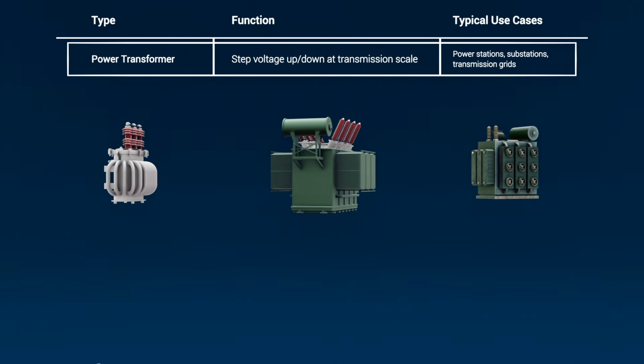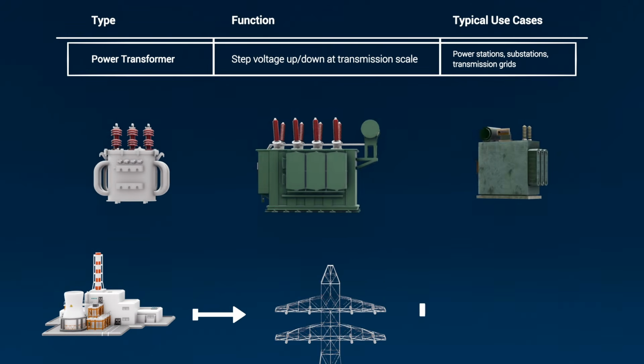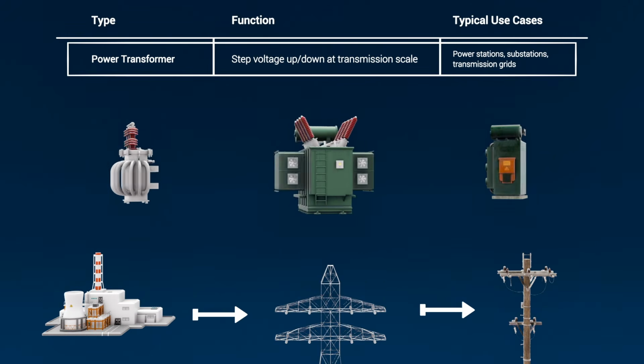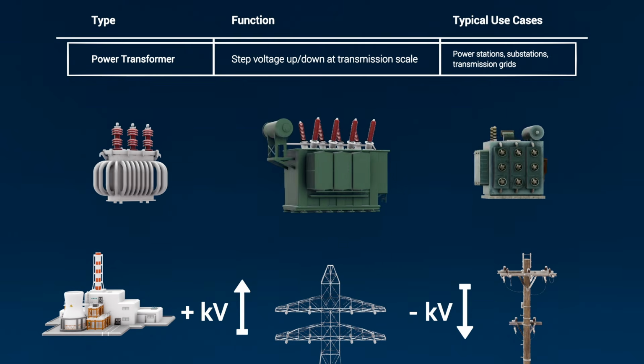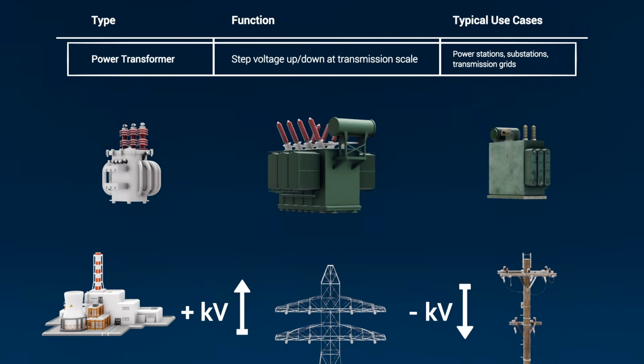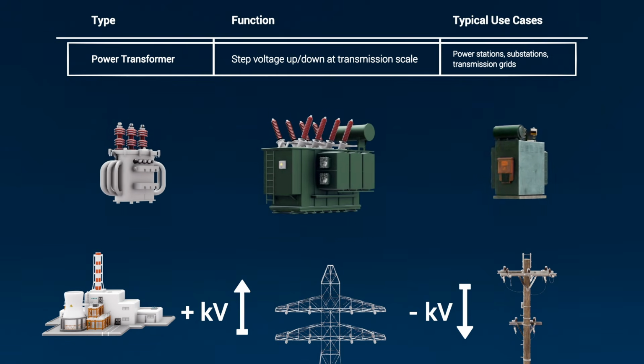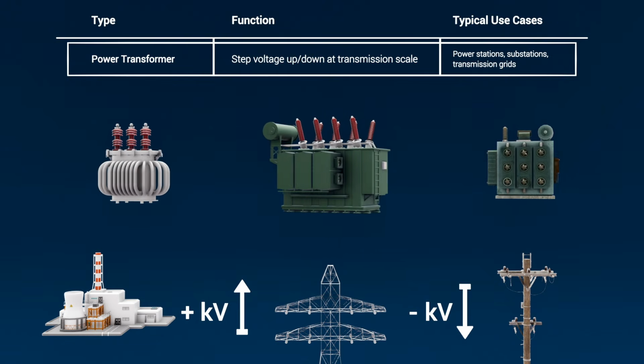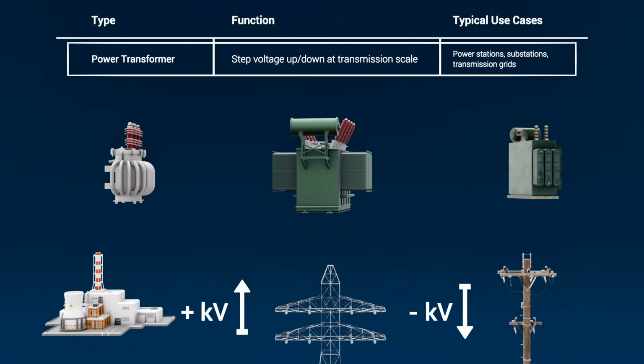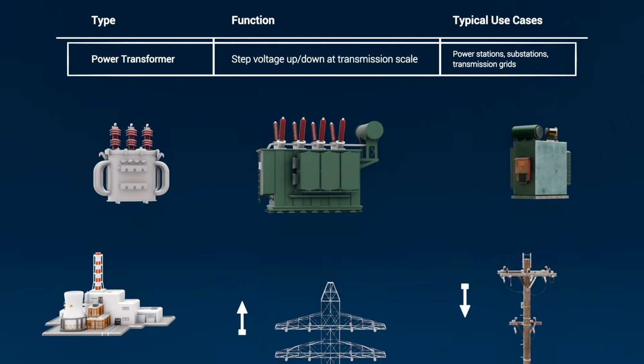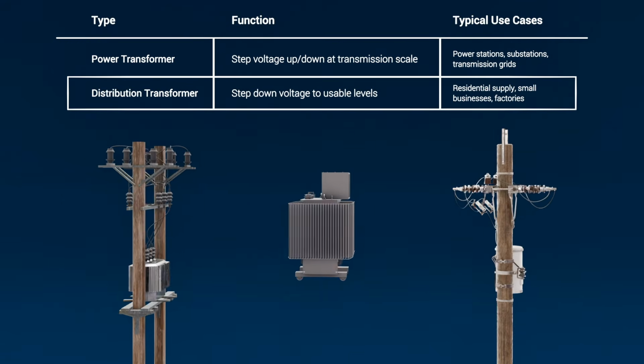Their job is to connect generating stations to the transmission grid, stepping voltage up or down between major tiers of the power system. They're optimized for maximum efficiency, since even tiny losses at this scale translate into huge amounts of wasted energy. Next, we come to distribution transformers.